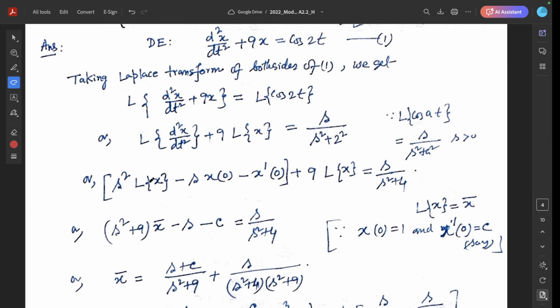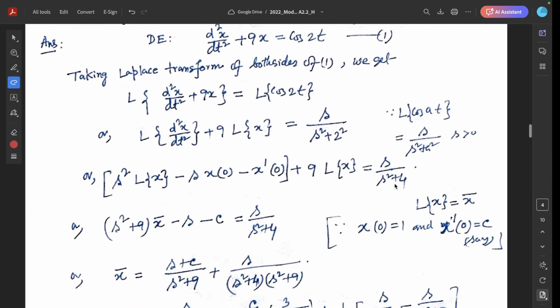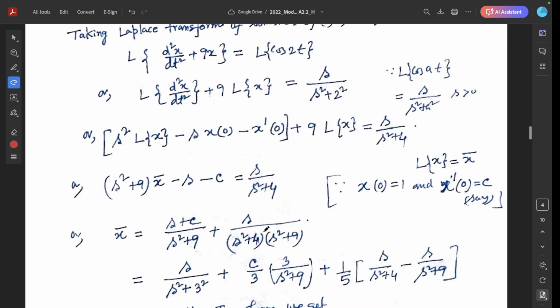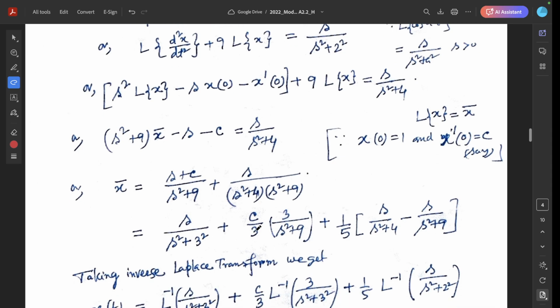Now set here Lx equal to x bar. So s square plus 9 times x bar minus s, because x0 equal to 1 is given, and x dash 0 equal to c, say. So the value of x bar, that is the Laplace transform of x, is equal to s plus c by s square plus 9 plus s by s square plus 4 into s square plus 9. And after simplifying, we get this.